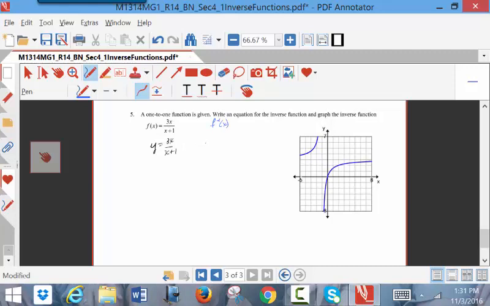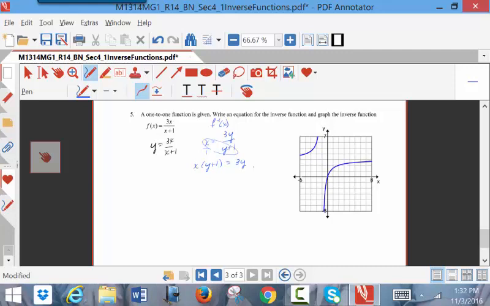All right, replace the y with x and the x with y. There it is. I'm supposed to now solve for y. So when you solve for y, you're going to cross multiply. So when you cross multiply, you make this over 1. So this becomes x times (y plus 1) equaling 1 times 3y.